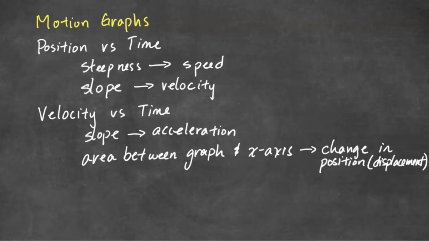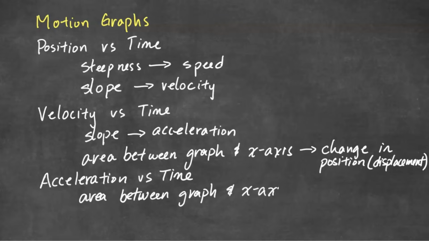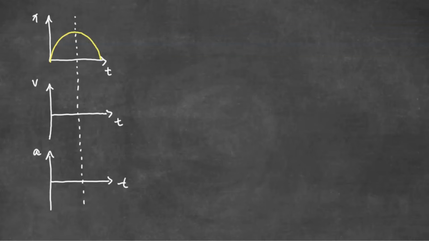Now this area could be positive, or the area could be negative, because you can have either a positive or negative displacement. On an acceleration versus time graph, the area between the graph and the x-axis represents the change in velocity. And once again, this could be a positive or a negative change in velocity. Now we'll take a look at some motion graphs.